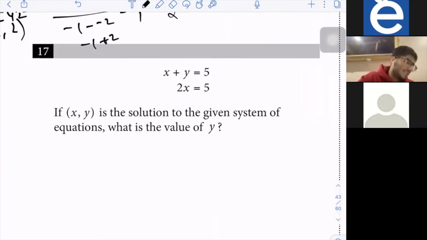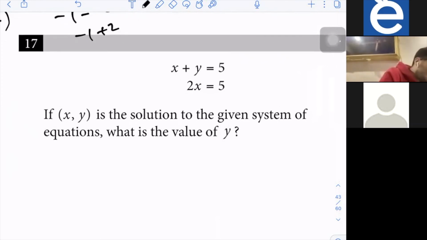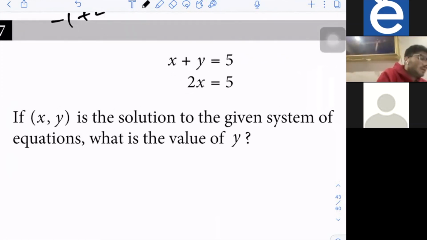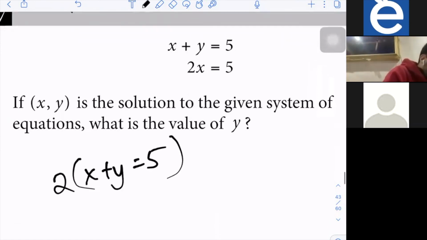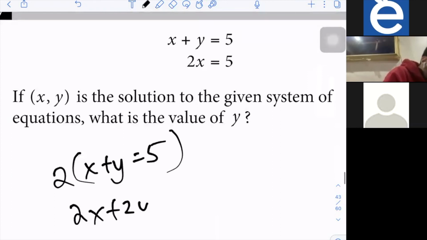Okay, now question 17. If (x, y) is the solution to the given system of equations, what is the value of y? Okay, so they told us x plus y is equal to 5, and they also said 2x is equal to 5. So the way I would do it is by having the same x's and y's. So if x plus y is equal to 5, I can just multiply everything by 2 to get 2x plus 2y is equal to 10, because I have to distribute.